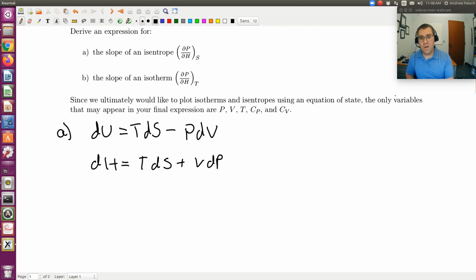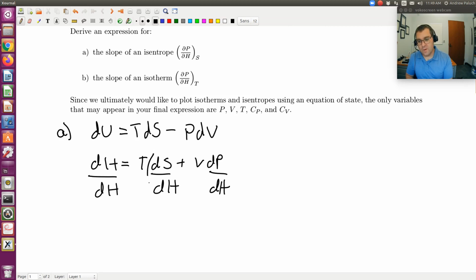So I need dP/dH at constant S. Normally I would think about dH/dP at constant S, but working with P in this case is going to be just as fine. So I'm going to divide by dH. The reason it works fine here is I'm looking at H with independent variables P and S, and what do you know? The natural independent variables of H are P and S. So I divide through by dH.